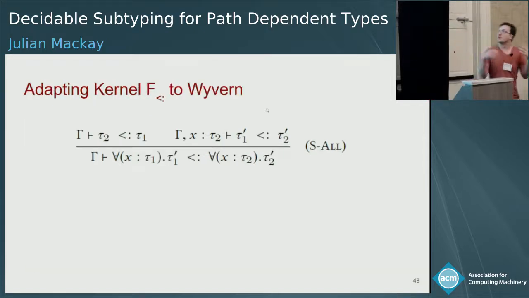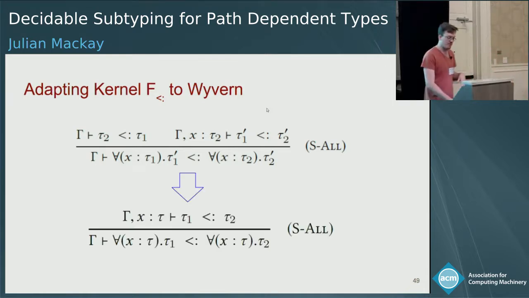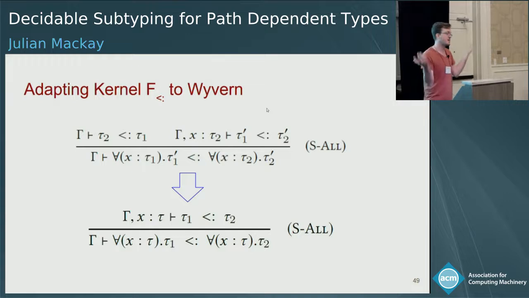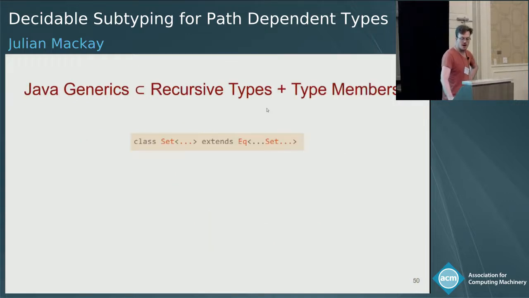So you've already heard about kernel F sub. We sort of adapt the same solution that kernel F sub does by enforcing invariance on our parameter types. So what does this give us? Well, it removes the problem of contravariance in this rule. And it also handily removes the problem of environment narrowing, right? If it's the same type, then there's no narrowing. But now we've solved the problem of dependent function types, but we still have this problem with recursive types, right?